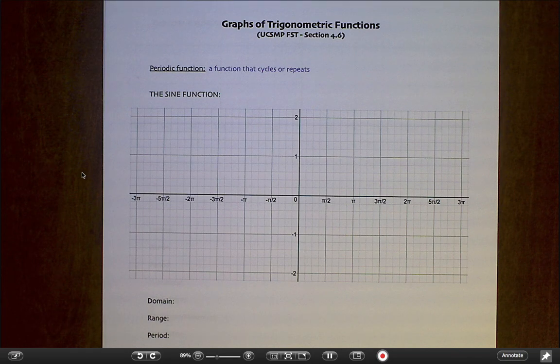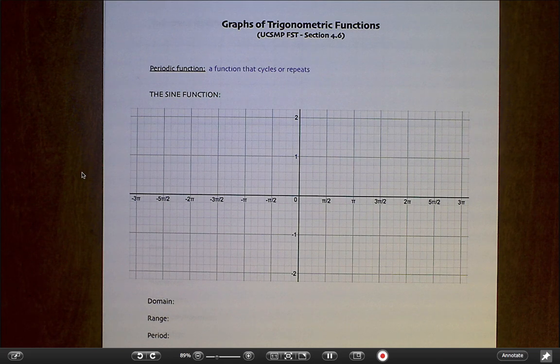Everyone, the day has finally arrived where we are going to start talking about the graphs of trigonometric functions. Now, this was a lesson that should have been covered last year in Algebra 1A. You may or may not have seen it, depending on where we were at last year, but that's okay. This lesson by itself is a pretty easy one to grab onto.